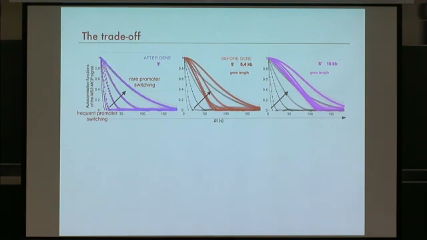And this is made very clear when you look at correlation functions. So you look at the autocorrelation function of the fluorescent signal as a function of time for the case where the reporter is after the gene and before the gene.